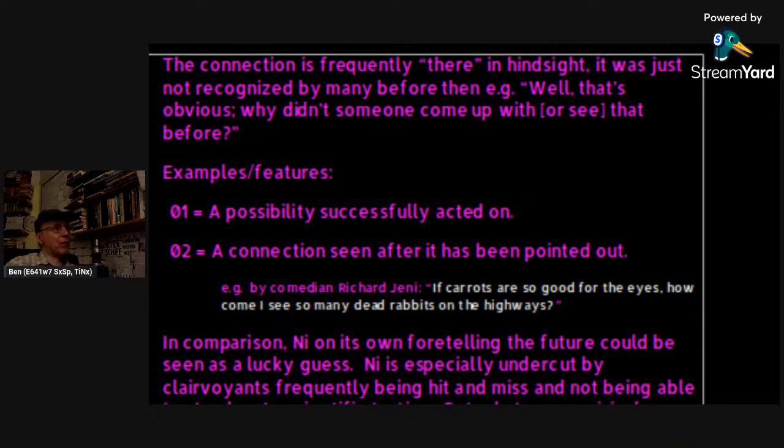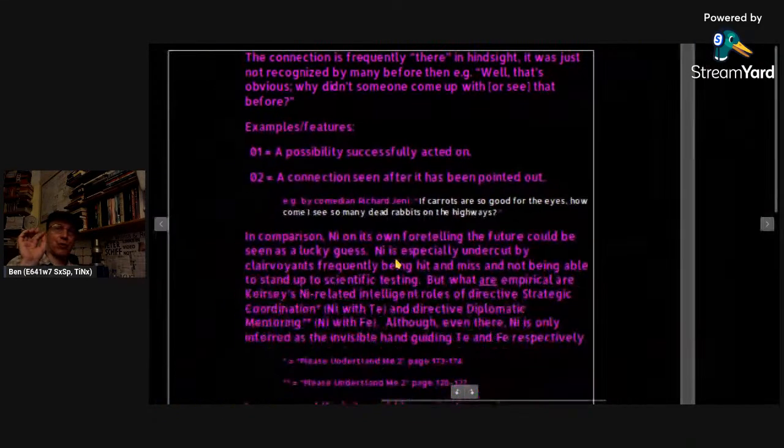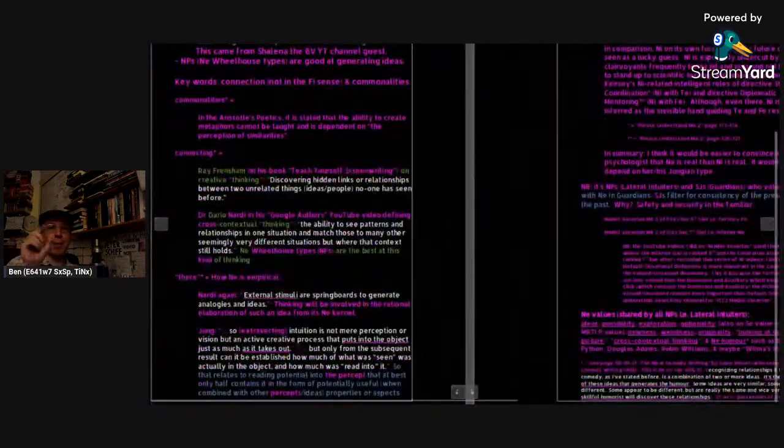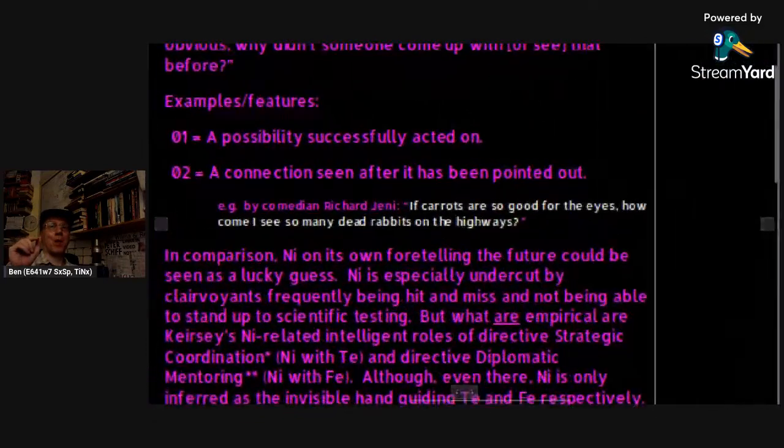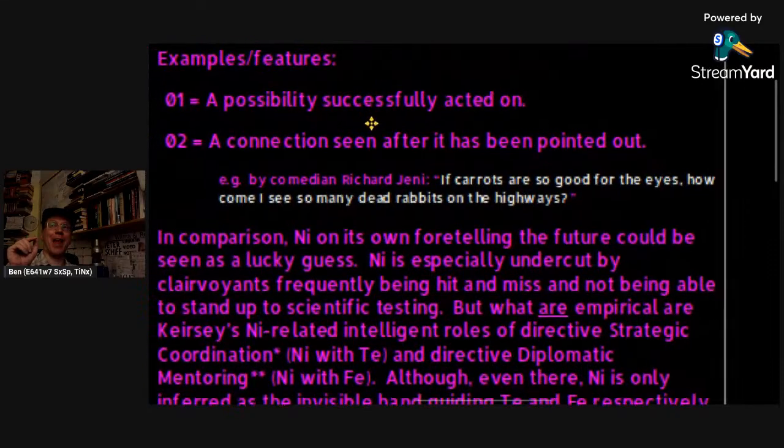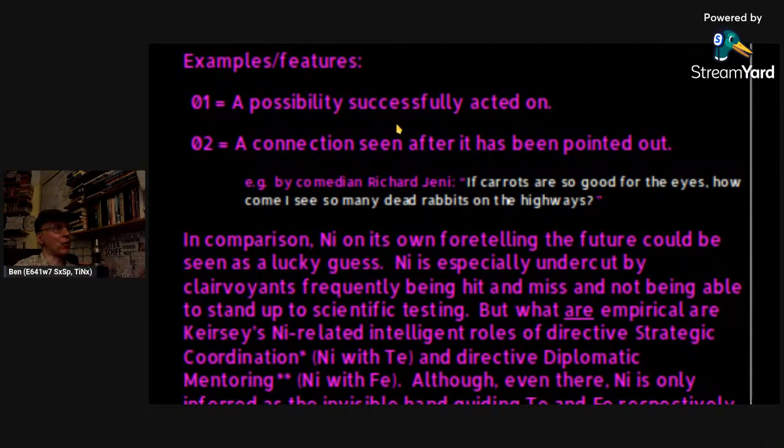Yeah, a connection seen after it has been pointed out. Oh, yeah, I've misunderstood myself. These are example features of how it's empirical, how it's there. These are examples where you can say it's there, that it's empirical, that it's extroverting, that it is external. Unlike socionics, which is asinine with its information dichotomies. All intuition is internal. Oh, right, okay. Well, this NE: if you've got a possibility that is successfully acted on, and then you go through and explain it and examine it, or the connection is made after it's been pointed out, and it's like, do you want to discuss this connection? Oh, it's there. It's actually there, empirical and external.